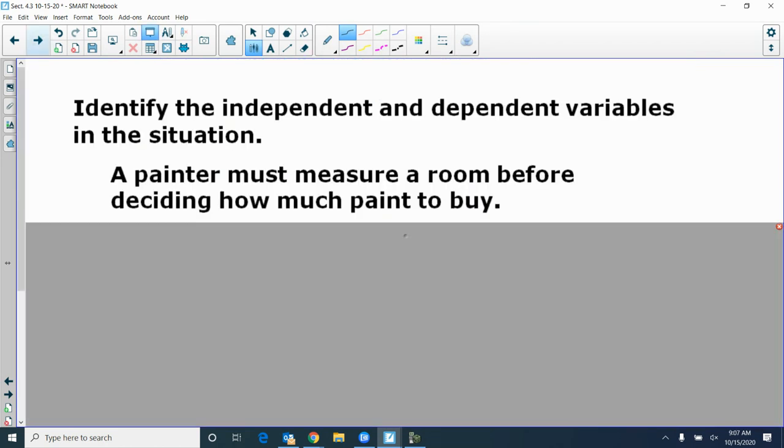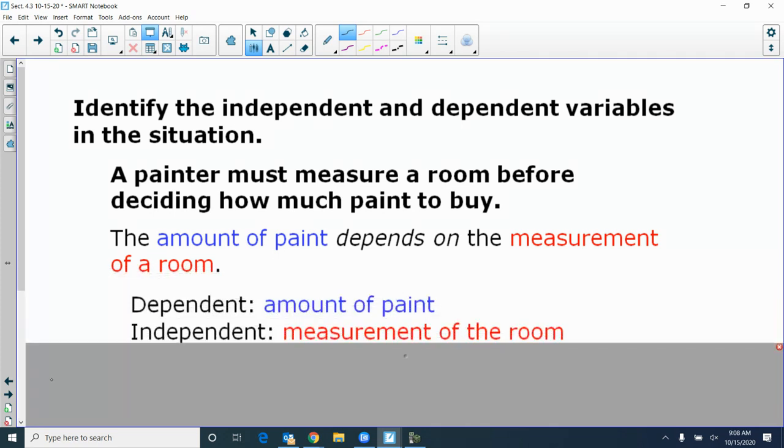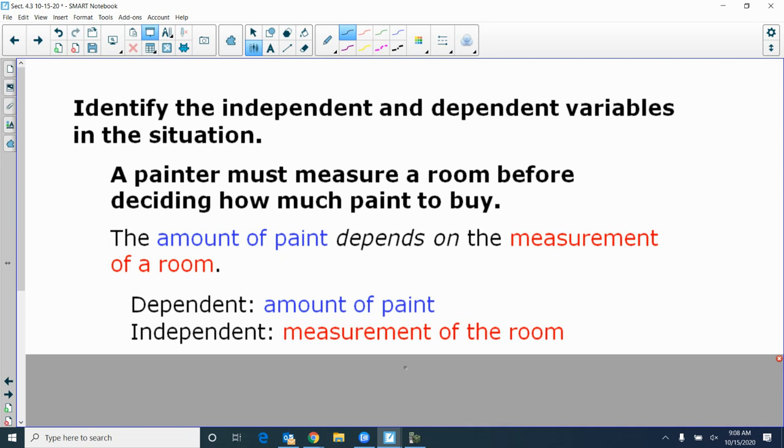All right, so now this is the one on your paper. A painter must measure a room before deciding how much paint to buy. What would be independent and dependent? Christian? The size of the room. Size of the room would be which one? Independent. And then what would be the dependent? The amount of paint. So dependent is amount of paint. Measurement or size of the room would be independent. Clearly, how much paint you want to buy is going to depend upon how big the room is.